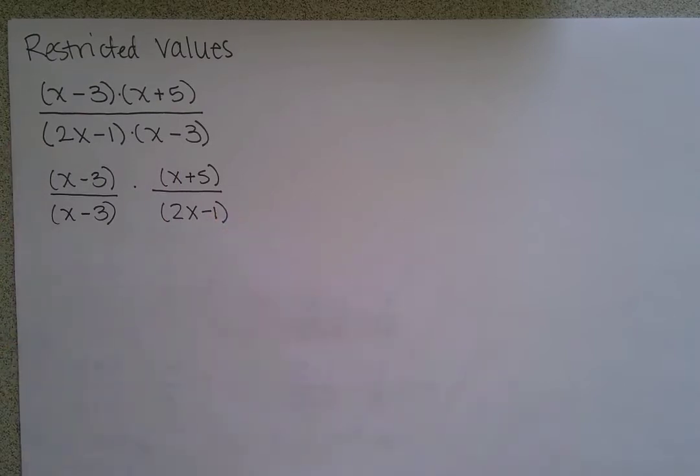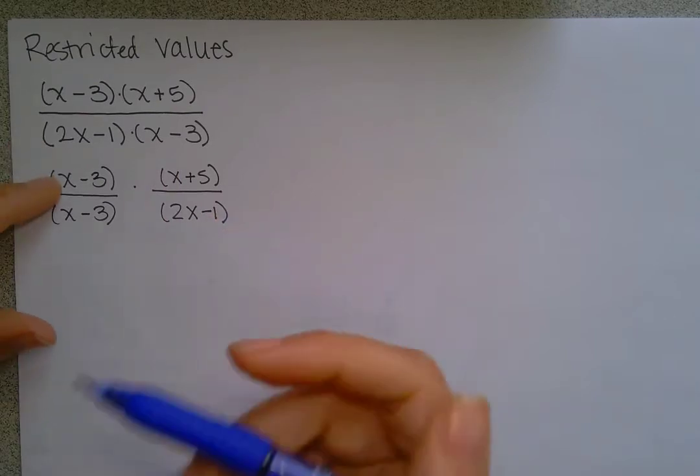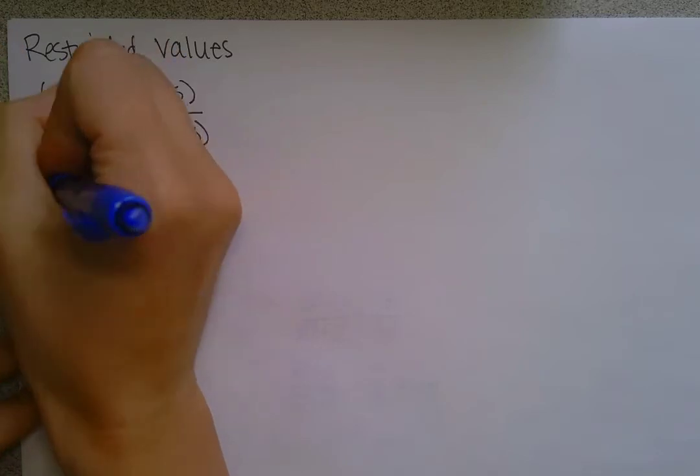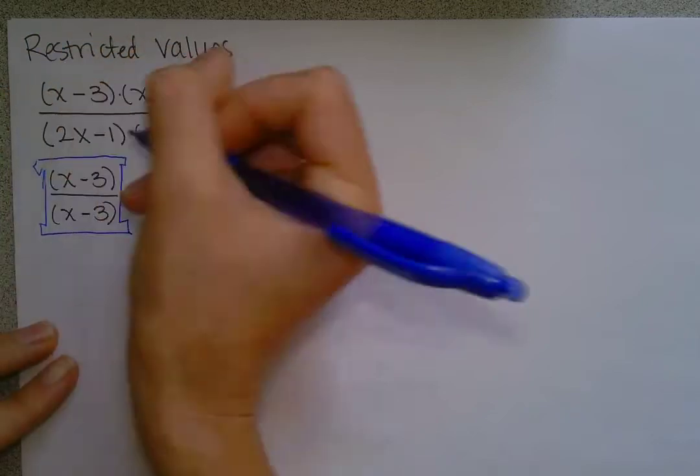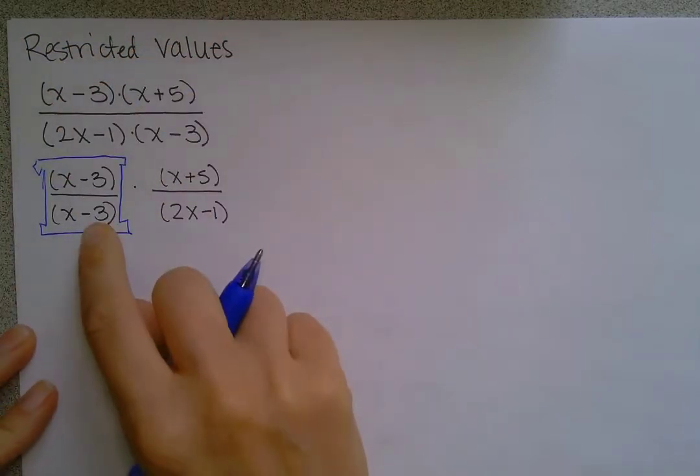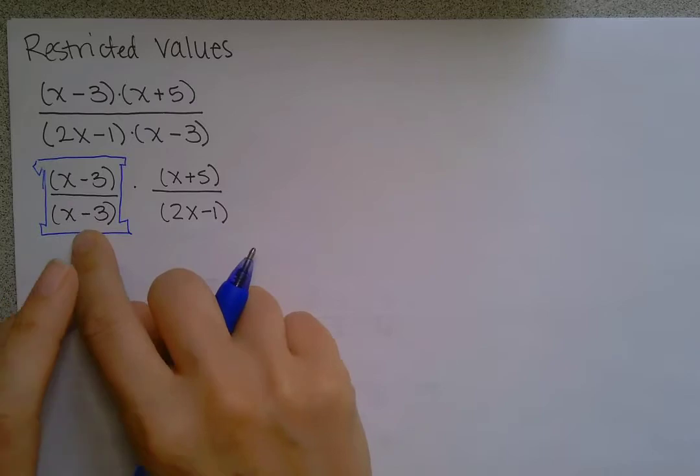By breaking it up this way, you can see x minus 3 over x minus 3 is actually equal to 1. And I'm going to make this giant 1 here so it doesn't disappear, but we can see that we really just have 1. Let's talk about why this is 1.